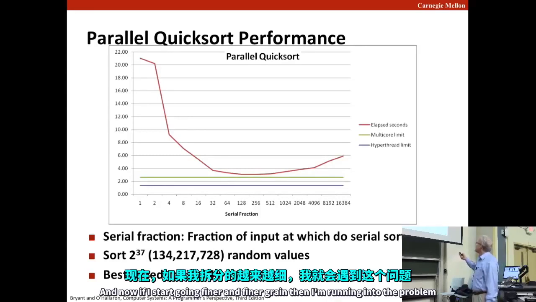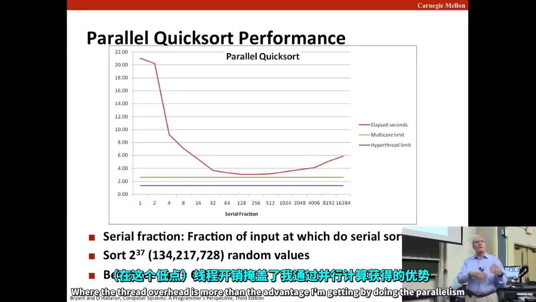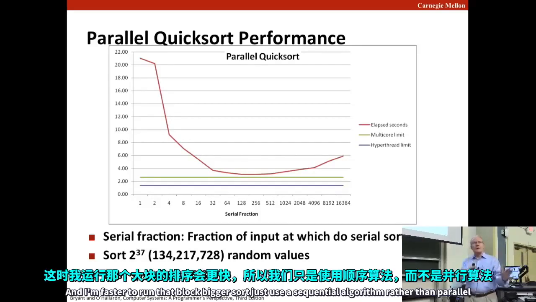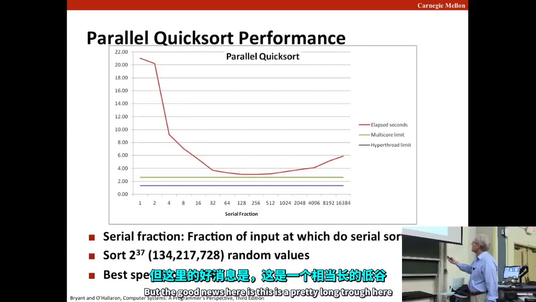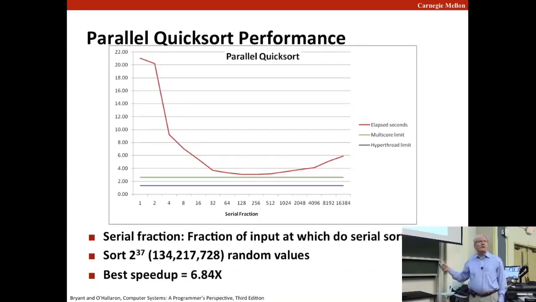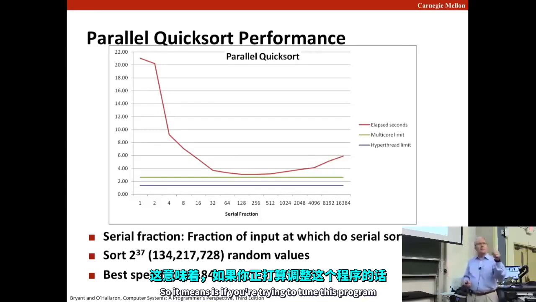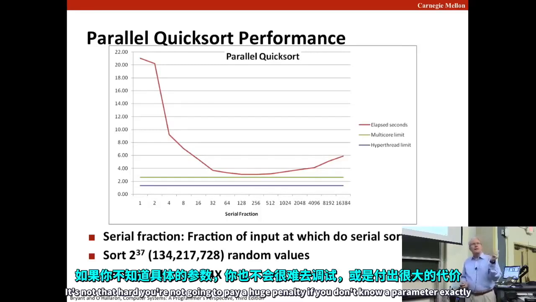And now if I start going finer and finer grained, then I'm running into the problem where the thread overhead is more than the advantage I'm getting by doing the parallelism. And I'm faster to sort that block using just a sequential algorithm rather than parallel. But the good news here is this is a pretty long trough. So it means if you're trying to tune this program, it's not that hard. You're not going to pay a huge penalty if you don't nail the parameter exactly.